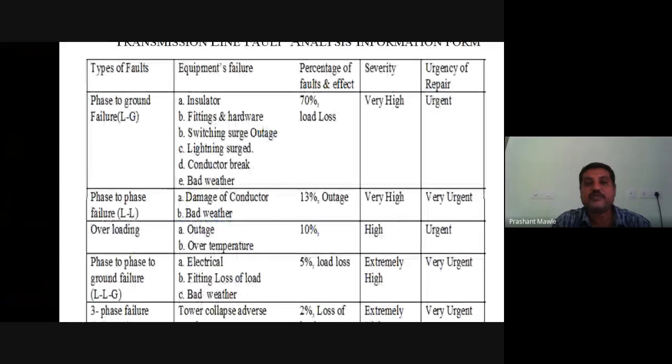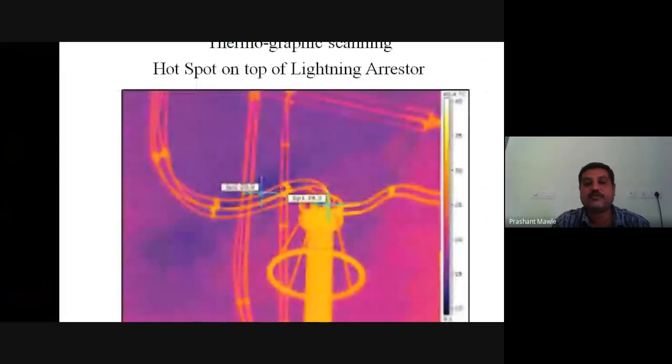Again, the types of faults which occur on the transmission line are shown here. Phase to ground fault is the most common type of fault, that is 70%. The main equipment failures are insulator fittings of hardware, switching surge outage, lightning surge, conductor break, bad weather condition. And the least fault occurring on the transmission line are three-phase failure and three-phase short circuit fault, only 2%.